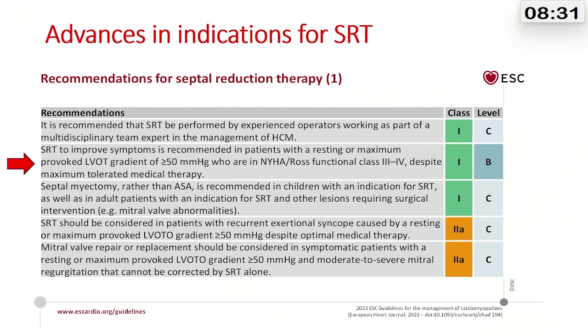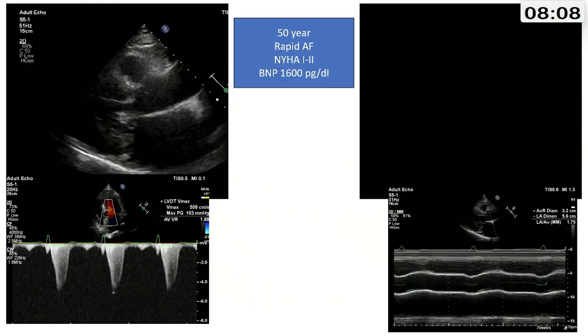If we start with the indication for surgery, all of us know that septal reduction therapy is indicated to improve symptoms only in patients with maximum left ventricular outflow tract obstruction of more than 50% in the presence of marked incapacitating symptoms, NYHA functional class 3 or 4. What about functional class 2?